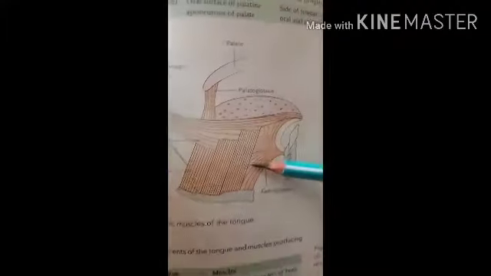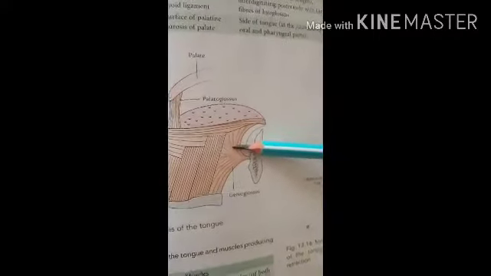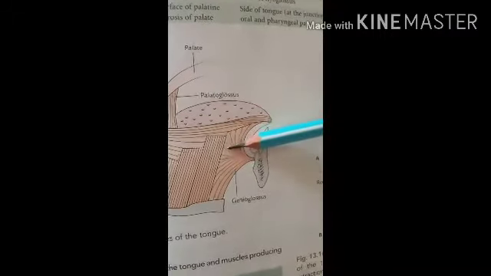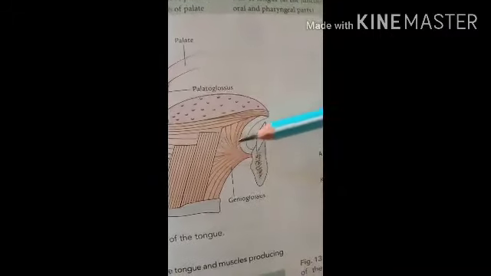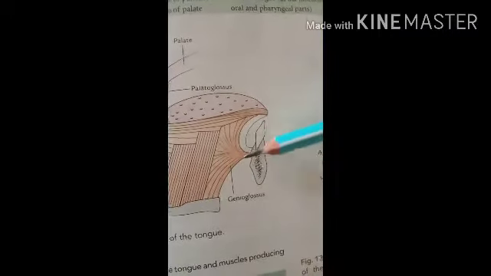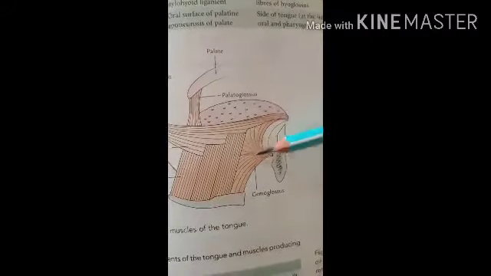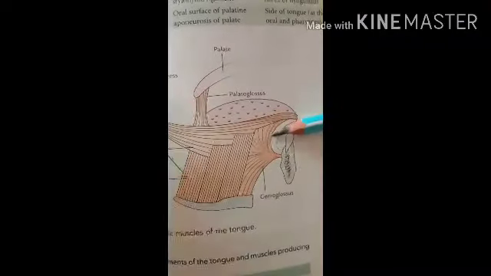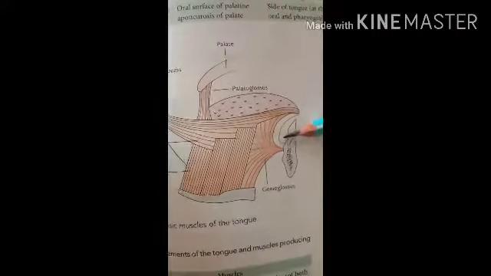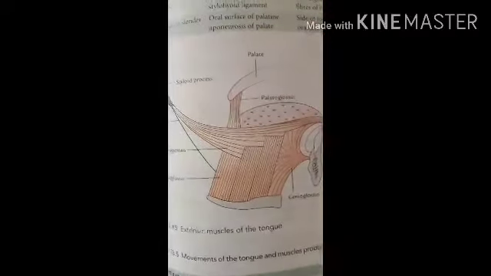Then the safety muscle of the tongue is the genioglossus. It is called the safety muscle of the tongue because the two genioglossus muscles form the bulk of the tongue and are responsible for protrusion of the tongue. If these muscles are paralyzed, the tongue will fall back into the oropharynx and obstruct the air passage, causing choking and death. In this condition, the tongue is pulled forwards to clear the air pathways.